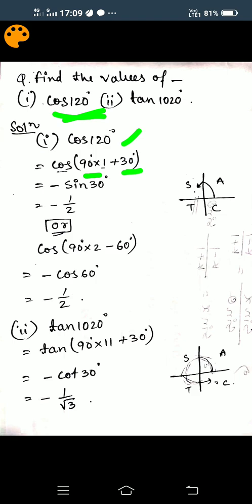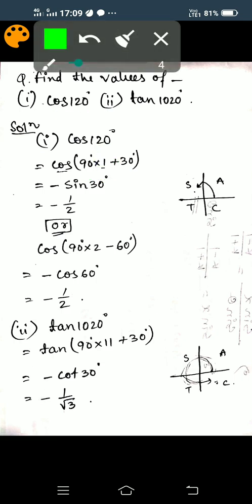Clear? Okay, so just see here, 90 into 1, that means odd multiple of 90, because 1 is odd. For an odd multiple of 90 the function changes, that means cos to sine. So this cos function will change to sine, and then put the acute angle. If there is minus, then also no problem, put only 30 degree. If there is plus, then also put only 30 degree. Clear? Function changes over.